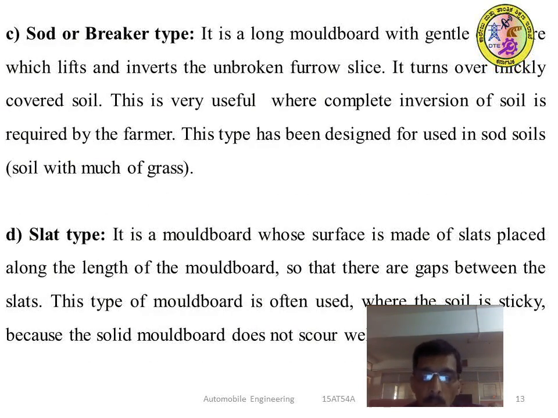Next one, sod or breaker type. It is a long moldboard with gentle curvature which lifts the soil, inverts the soil. It turns over thickly covered soil. This is very useful where complete inversion of soil is required by the farmer. This type has been designed to be used in sod soils, soil with much of grass.